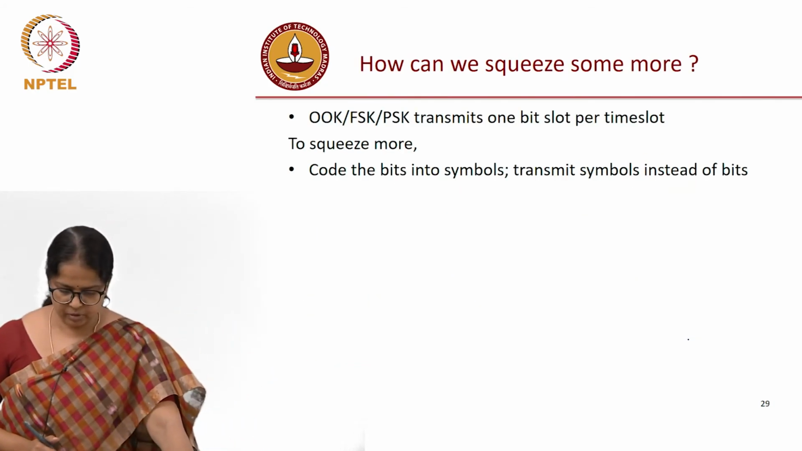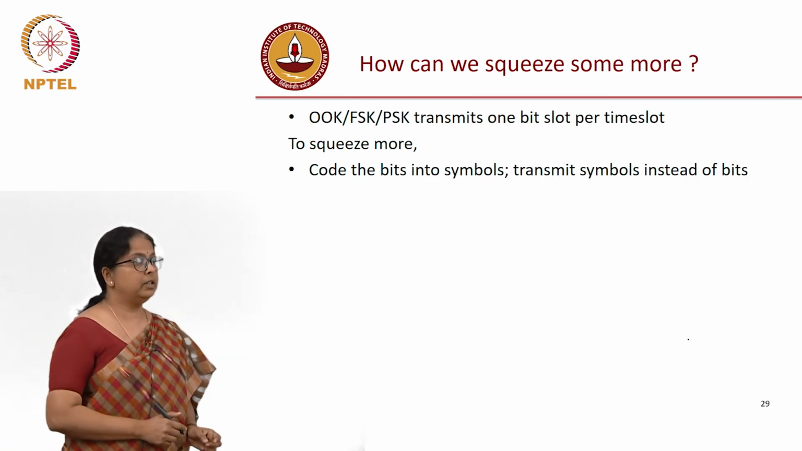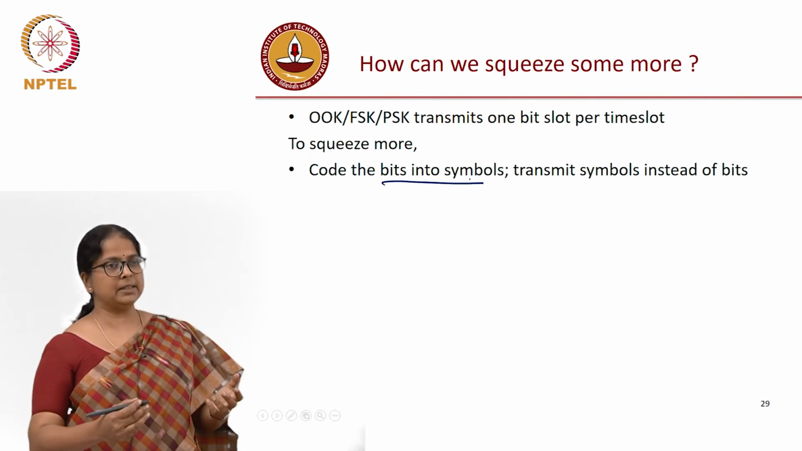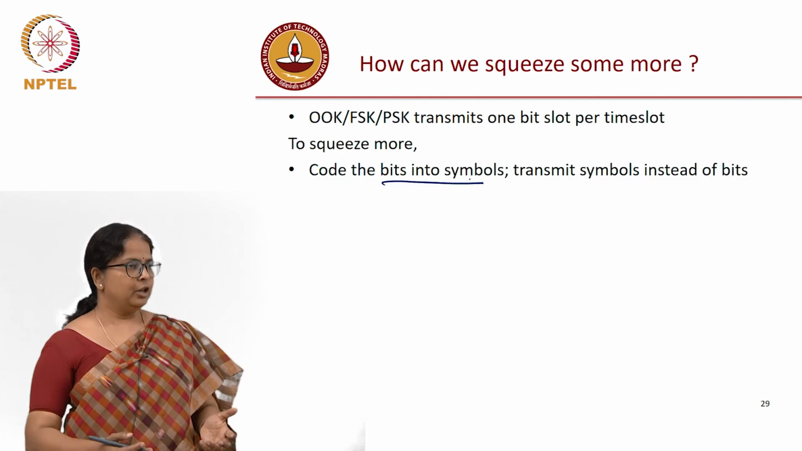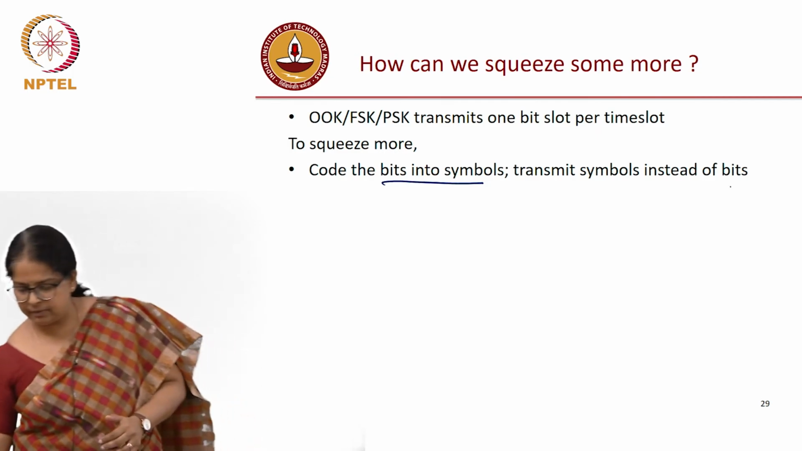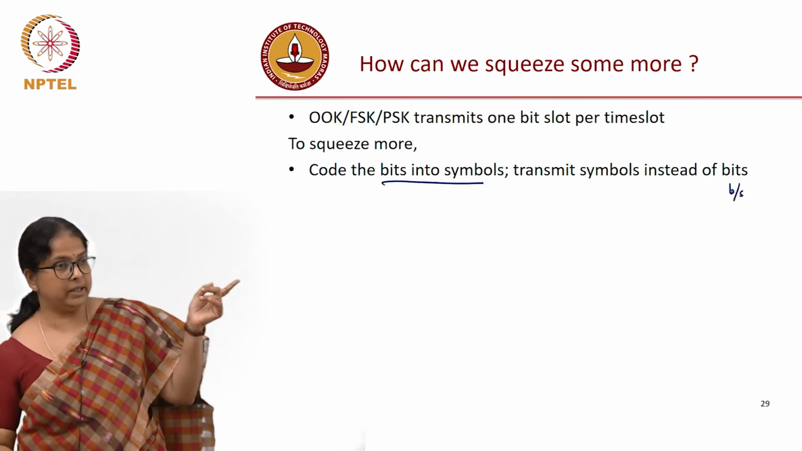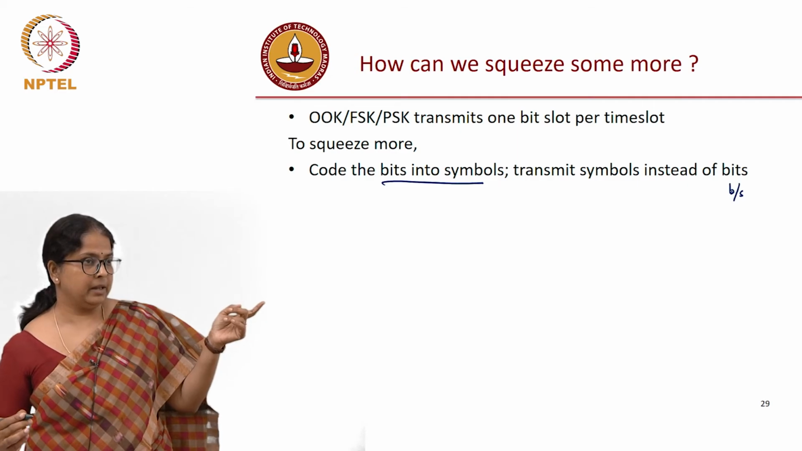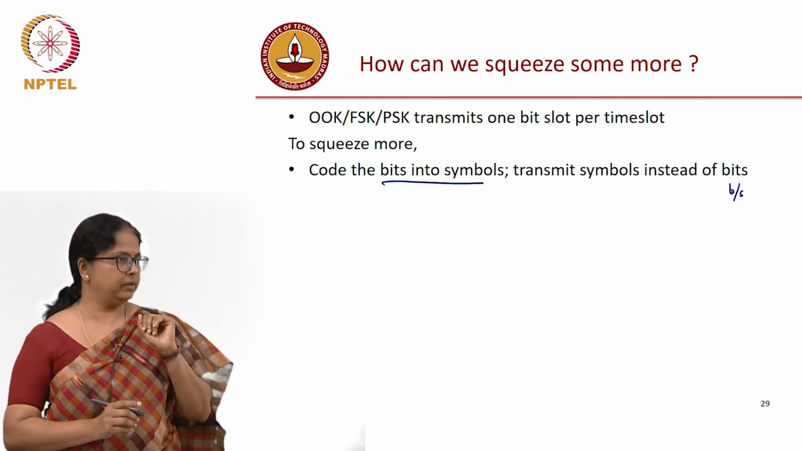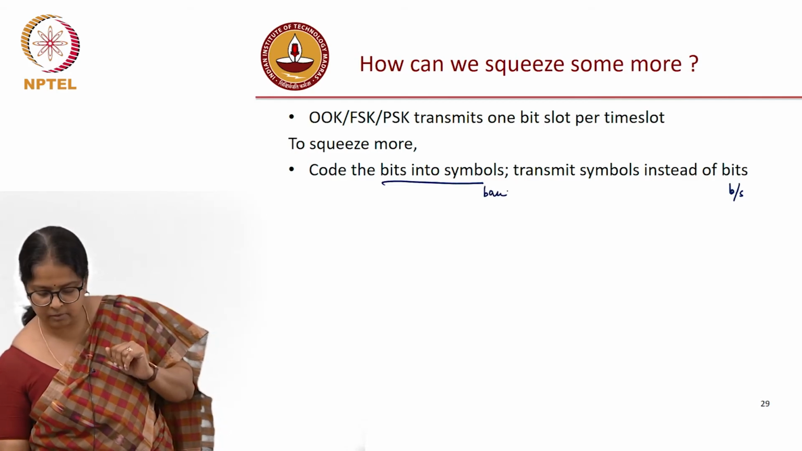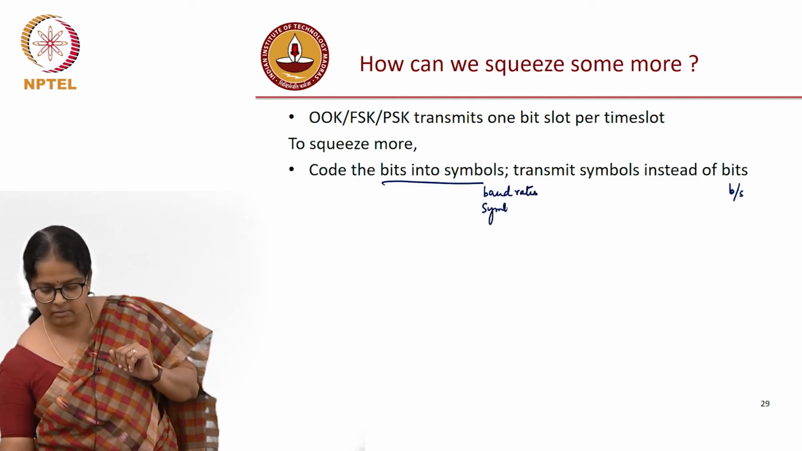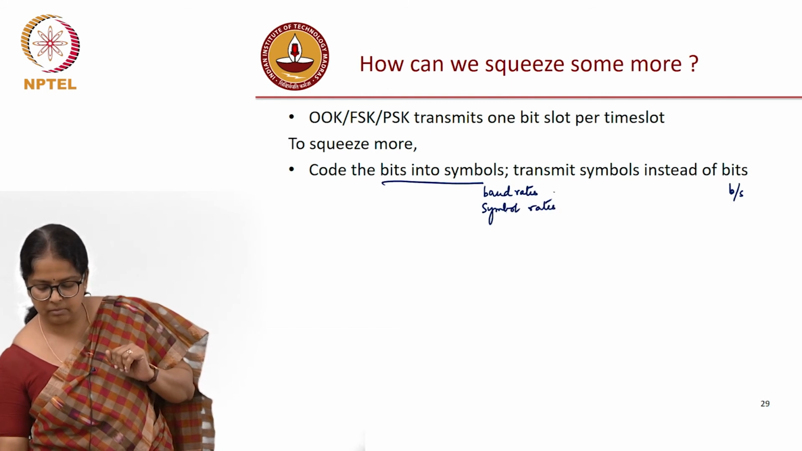So, how are we going to do this? To squeeze more, we need to code the bits into what are called symbols and transmit the symbols instead of transmitting the bits. So, we will talk about bit rate, we will talk about symbol rate. Bit rate will be in bits per second. What we calculated earlier, 64 kilobits per second. That was assuming that every slot is carrying only 1 bit of information. This one we will talk in terms of baud rates, symbol rates or baud rates.